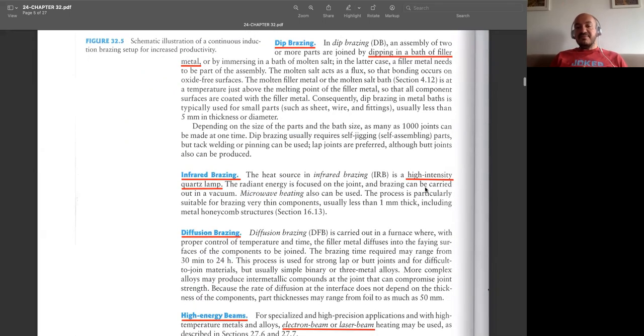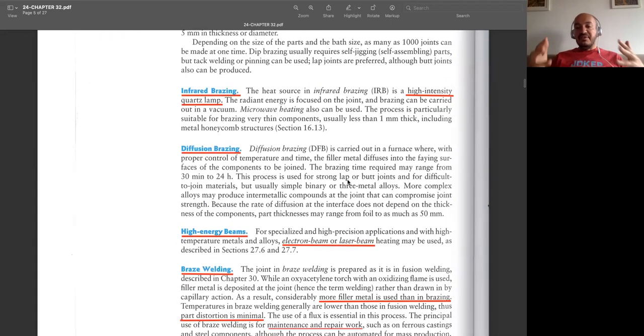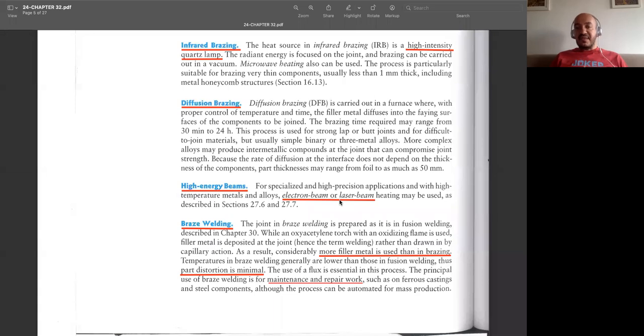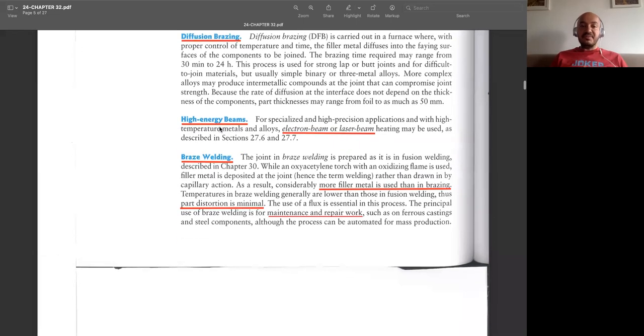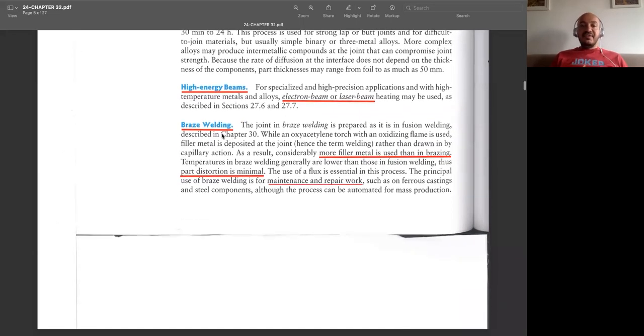And if you use a quartz lamp, then that is called infrared brazing. And if you have diffusion between the atoms, then that is diffusion brazing. And if you use beams, laser beam or electron beam, for the heating of your filler metal, it's called high energy beams. And lastly, if you use more filler metal than the other brazing methods, it's called braze welding. Not brazing, but braze welding, since it's very similar to the welding process where we use filler metal if the gap is quite large.